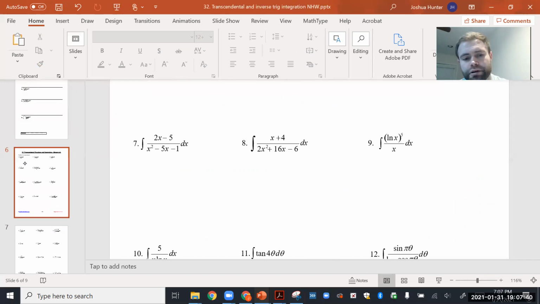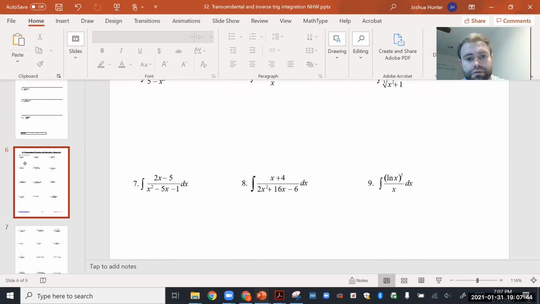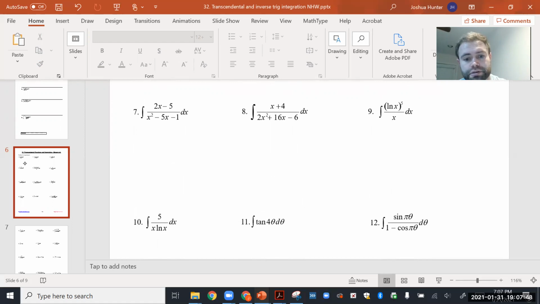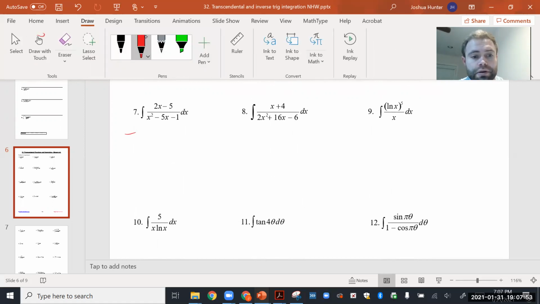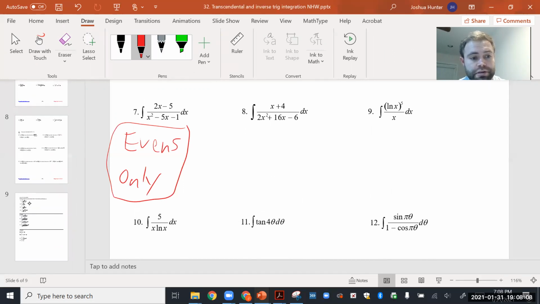Oh, one reminder. I did say that for the entirety of section 32, it's evens only. You only have to do the evens on all of section 32, and I'm including the inverse trig page, that last page, page 9 in the file.